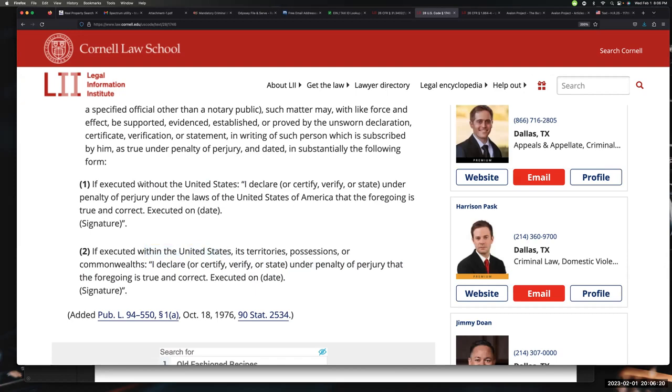If you say without the United States, now what you're saying is, I declare under the penalties of perjury, under what? The laws of the United States of America. United States of America is not the United States. It is not its territories. It is not its possessions. And it is not the commonwealths. Those are two different things.